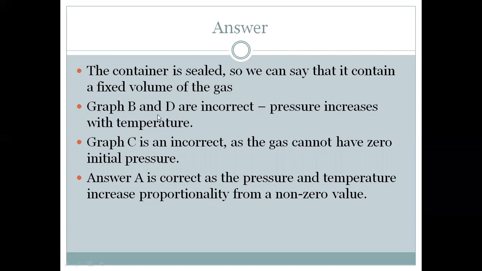Graphs B and D are not correct. Pressure increases with temperature, and these do not show that. Graph C is also incorrect, as the gas cannot have zero initial pressure. The answer is A only. Why? Because as the temperature increases, the pressure also increases, so they are directly proportional. And the pressure does not have a zero value at the beginning.